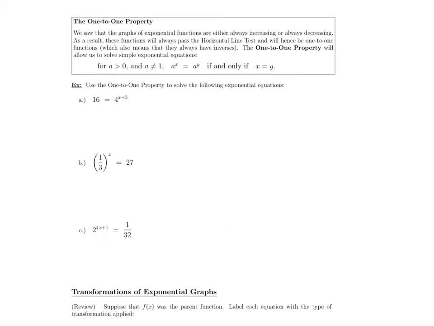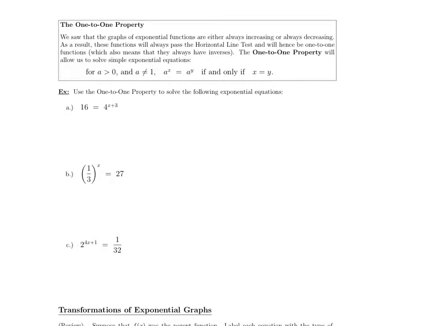Okay, we're going to take a look now at the one-to-one property. The one-to-one property is basically our way of saying that we have one-to-one functions when we have exponential functions. That comes from the fact that exponential functions are always increasing or always decreasing, so they're going to pass the horizontal line test. They will pass both the vertical and horizontal line test, so they're one-to-one functions, which means that if we have the same input value, the output value should be exactly the same, and vice versa. If we have the same output value, the input value should be the same.